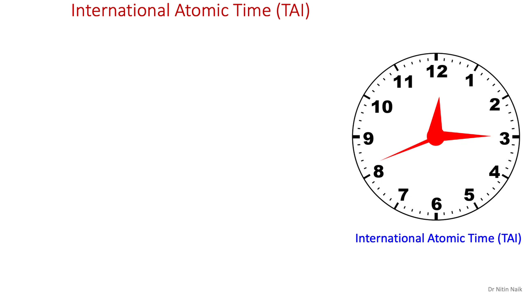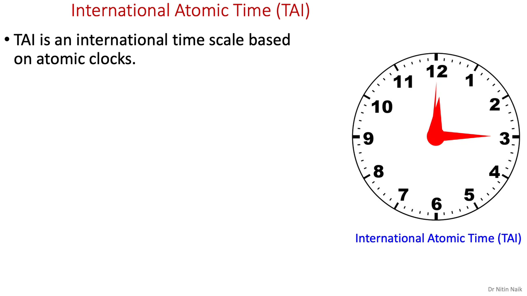Now let's talk about standard time and time scale. With the advent of highly accurate atomic clocks, scientists recognized the need of a standard procedure of timekeeping using these clocks. So, International Atomic Time or TAI is an international time scale based on atomic clocks.